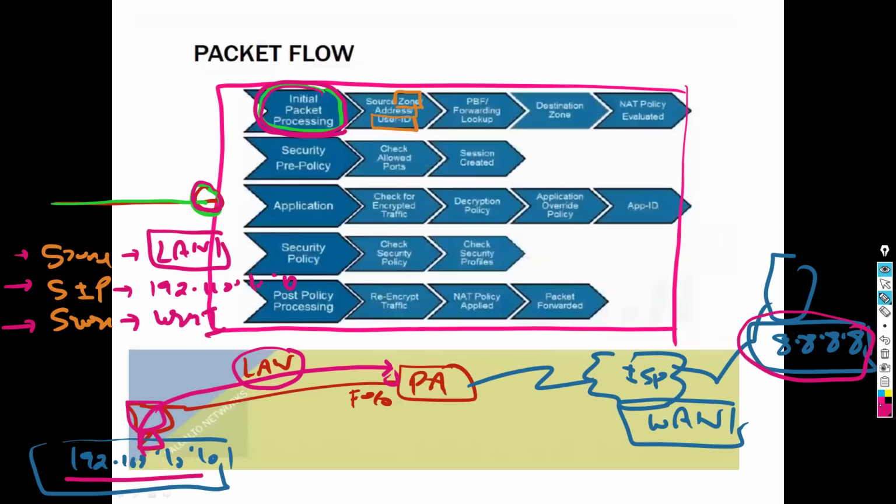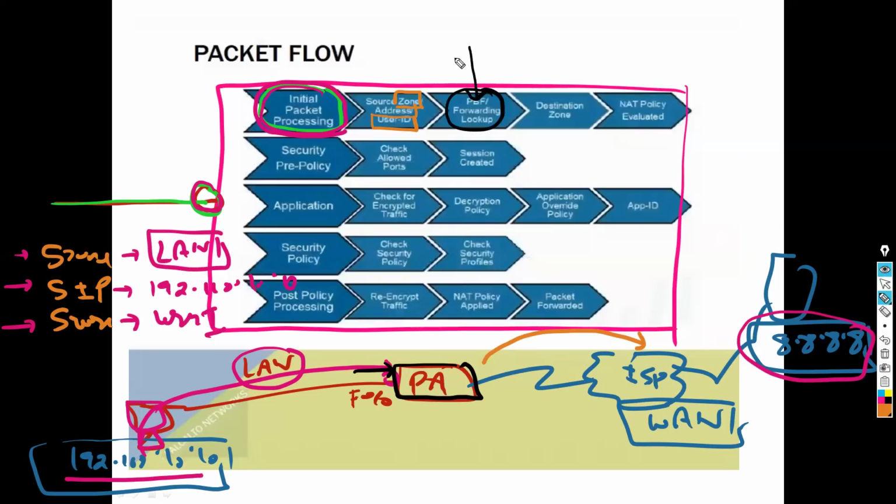Now, when traffic hits the firewall box, it's an L3 device. It's an L3 firewall box. So when traffic hits the firewall box, the firewall will check its routing table, or policy-based forwarding, the forwarding lookup. And based on the routing table, the firewall can identify, okay, you want to go to 8.8.8.8? Yes, I have a default route, for example, towards the ISP gateway.